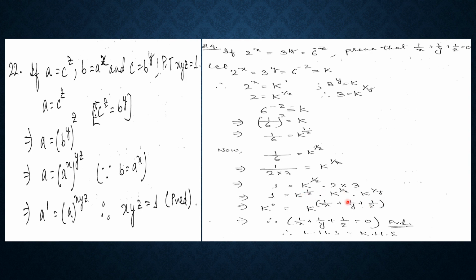Since bases are same, powers can be added. So we have k to the power 1 by x plus 1 by y plus 1 by z. Now since we have 1 here, to simplify our solution we can write 1 as k to the power 0. When bases are same, powers are also equal. So we can write 1 by x plus 1 by y plus 1 by z is equal to 0. Hence left hand side is equal to right hand side, hence proved.